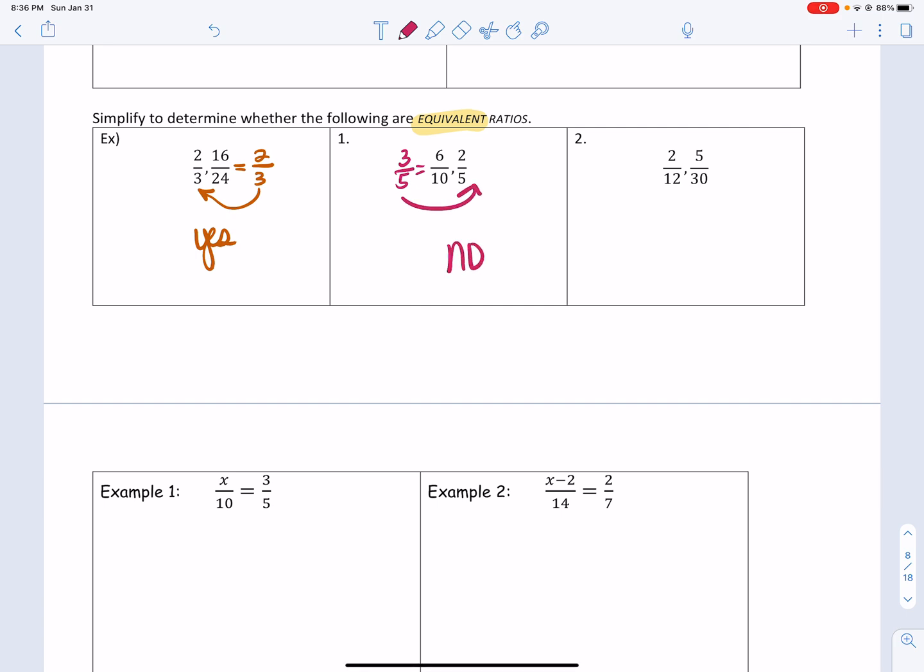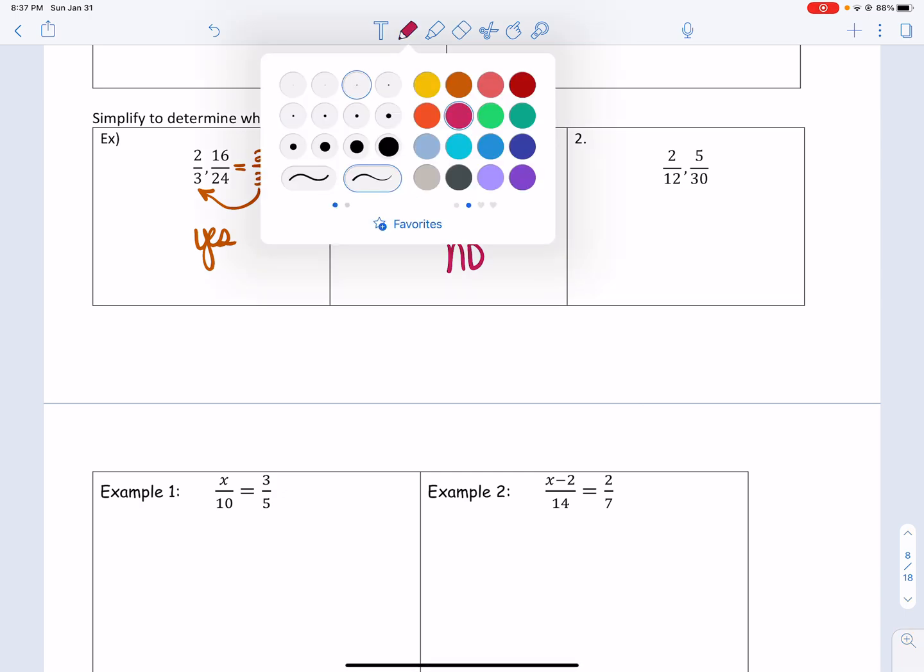Okay, and then on the last one, I can also say for sure no, because, oh, what am I? Good morning. You'd have to do them both. That's what happens when you do this at 8:40 on a Sunday night.